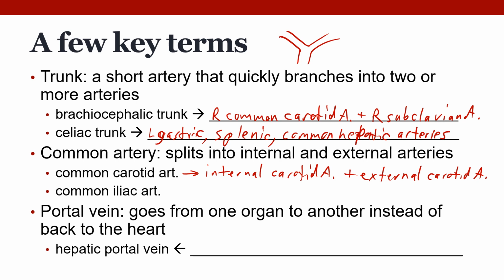We also have portal veins, which go from one organ to another instead of back to the heart. We often color code these purple because they're sort of in between the red arteries and the blue veins. So the hepatic portal vein draws blood from the splenic vein, the gastric vein, and the two mesenteric veins. Okay.